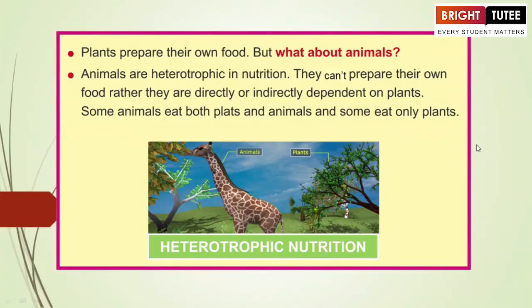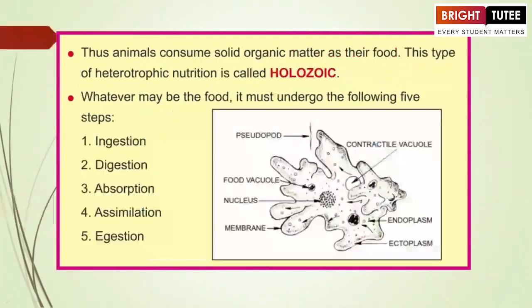So, animals are heterotrophic in nutrition. They can't prepare their own food, rather, they are directly or indirectly dependent on plants. Some animals eat both plants and animals that eat plants, and some eat only plants. Thus, animals consume solid organic matter as their food. This type of heterotrophic nutrition is called holozoic nutrition, right?